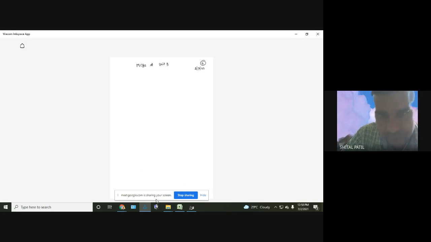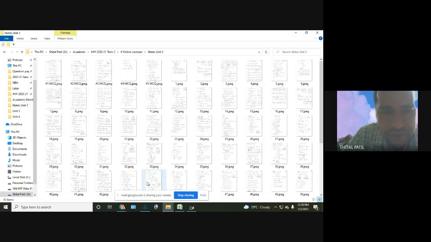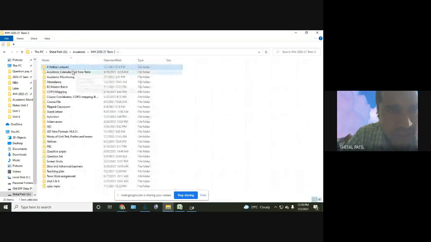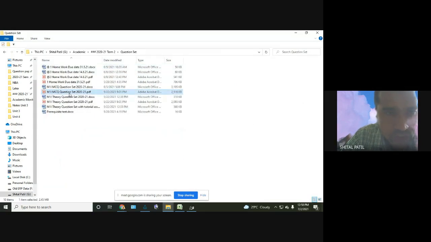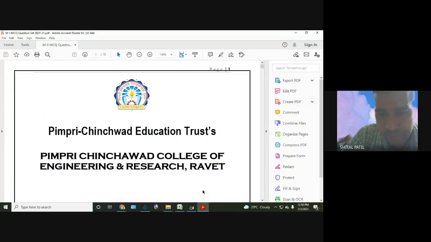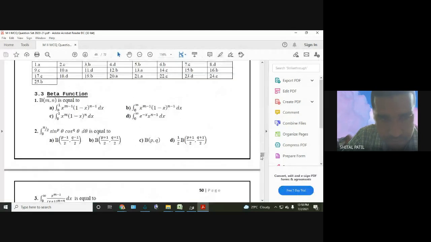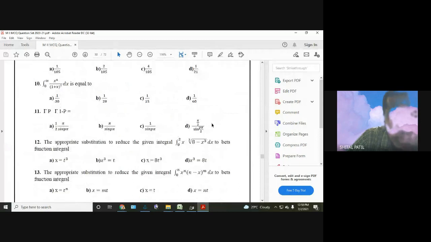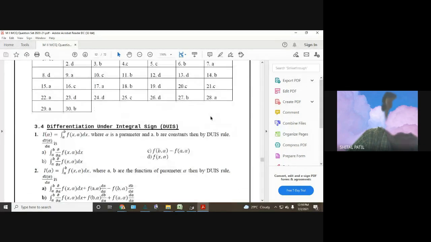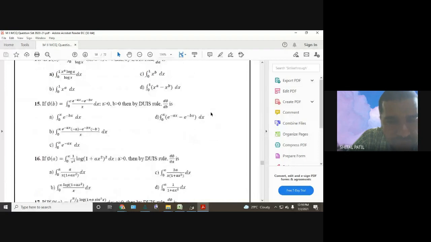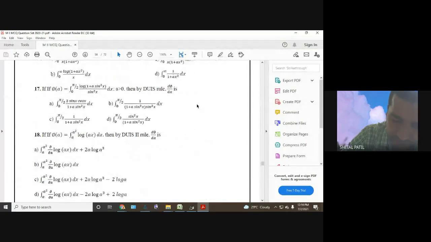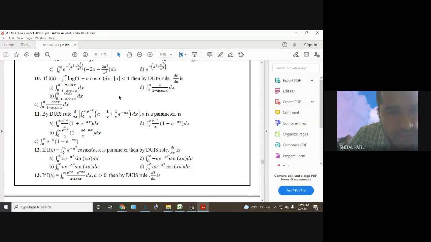I think we solved a few MCQs last time. Let me continue with the remaining MCQs, in fact. Question set, unit number 3. I think we started with the beta function, right? We solved the MCQs of the error function, and then I think we started with the DUIS rule. We solved a few MCQs already, so solve the remaining ones.